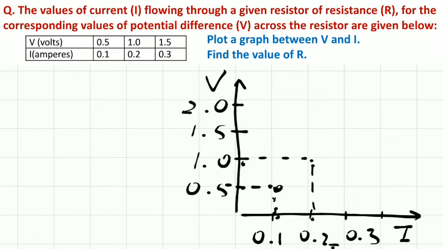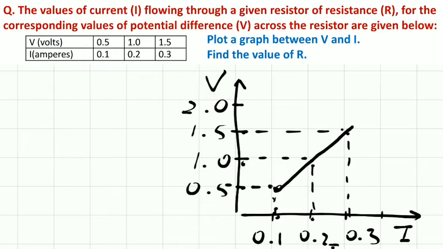Now the voltage is 1.5, this, and the current is 0.3, means this. So let's meet them, and we get this point. Now meet these points and this gives a straight line. It means the graph plot between V and I is a straight line. Now we have drawn the diagram, which is a graph between V and I.